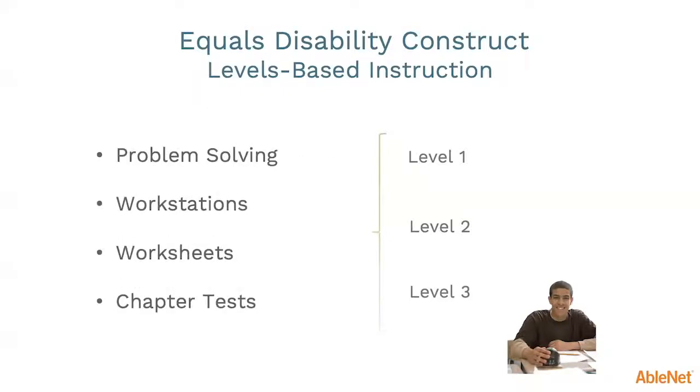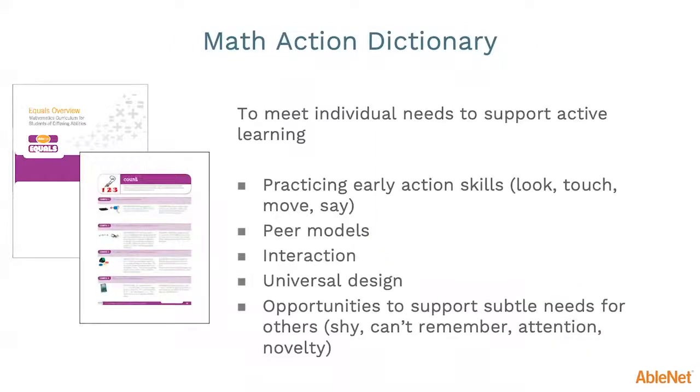Materials within the Equals Math curriculum will be labeled with a Level 1, Level 2, and Level 3. When you are determining which support to utilize for each student, be sure to look through each resource and choose the appropriate level for each student. The second piece of differentiation is the Action Dictionary.